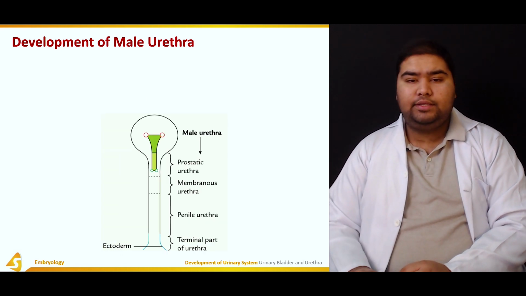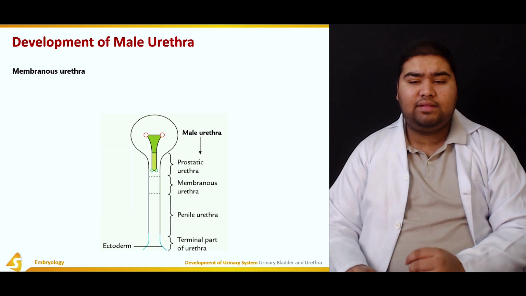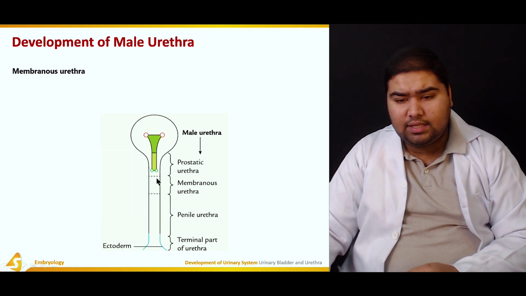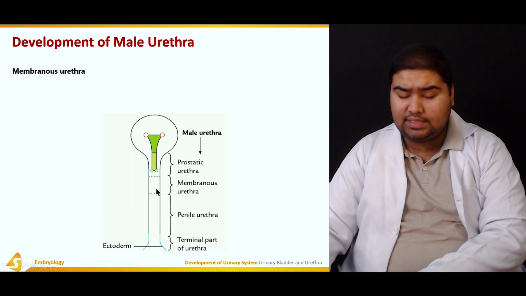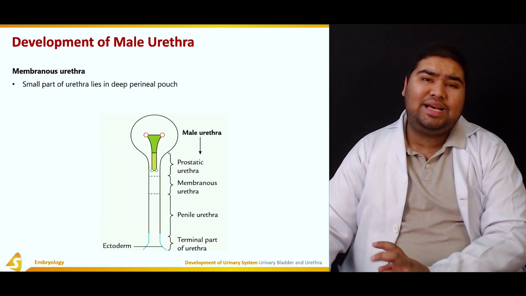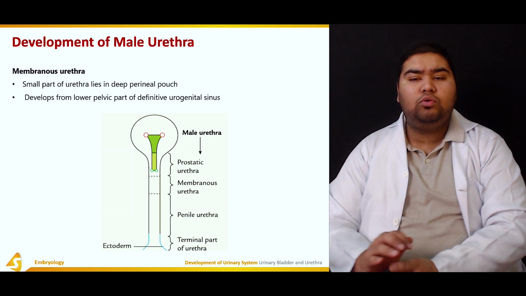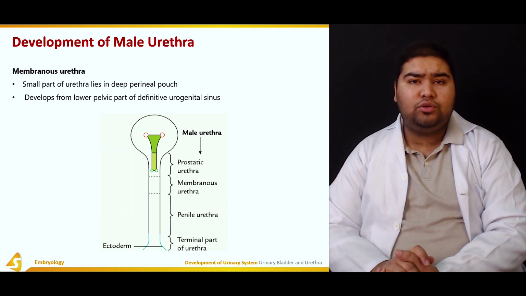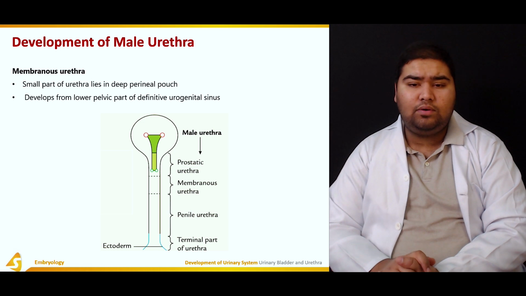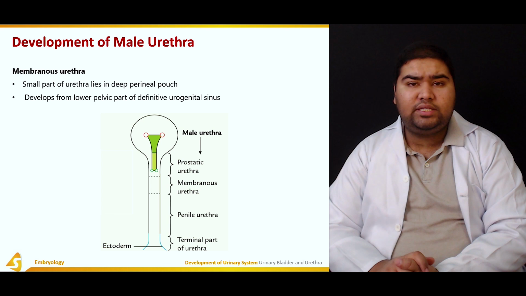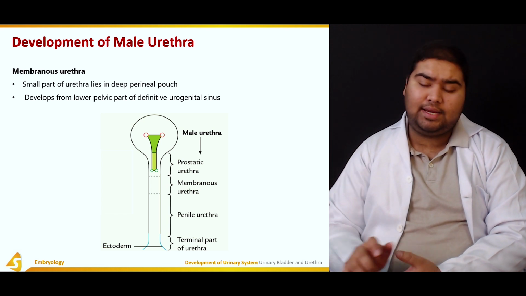All right. So moving on, we have the membranous urethra. This is the membranous urethra. It is a small part which lies deep in the perineal pouch. It develops from the lower part of the definitive urogenital sinus. So it develops from the lower pelvic part of the definitive urogenital sinus.